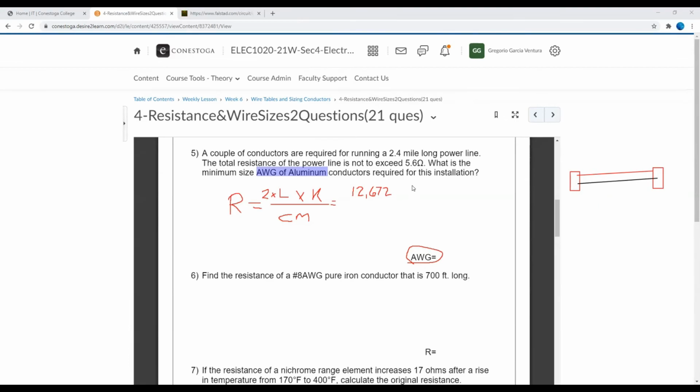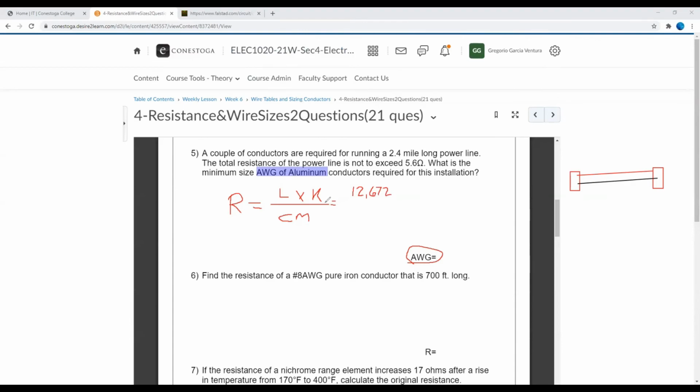But wouldn't the size of the wires be the same? So why would you multiply it by 2? That's a great question. Yeah, you are right. You are right. I got lost for a second here. So we are looking for the American wire gauge.